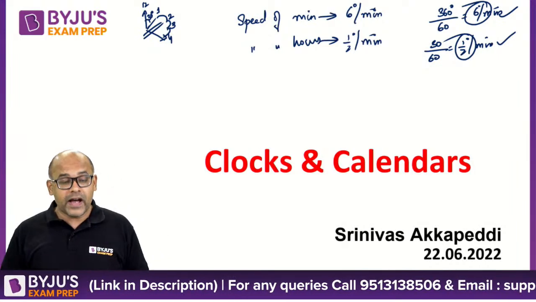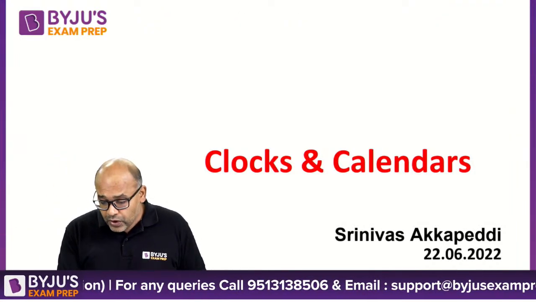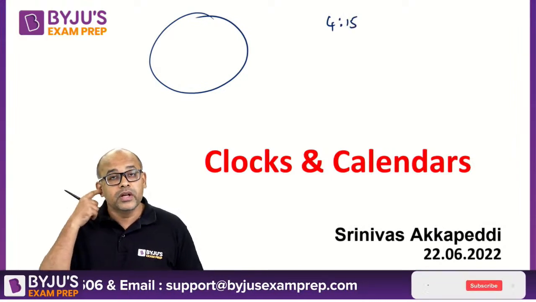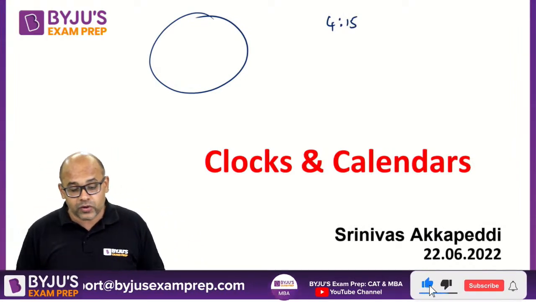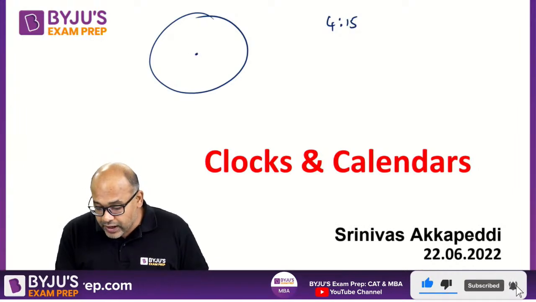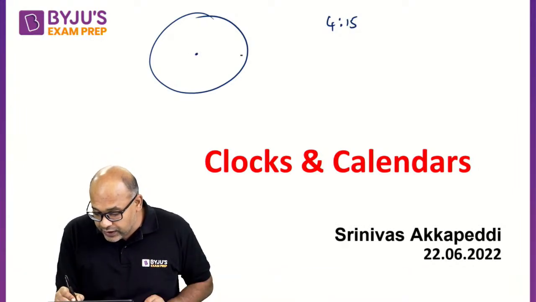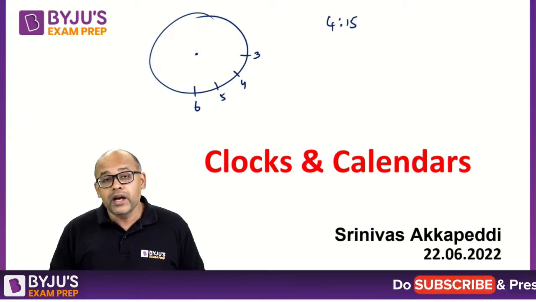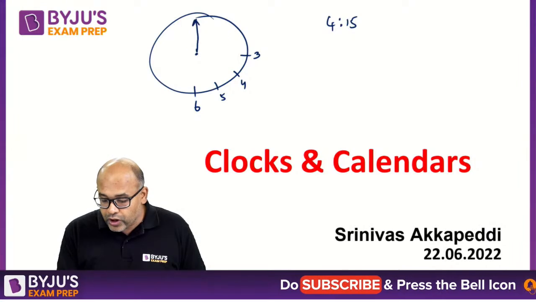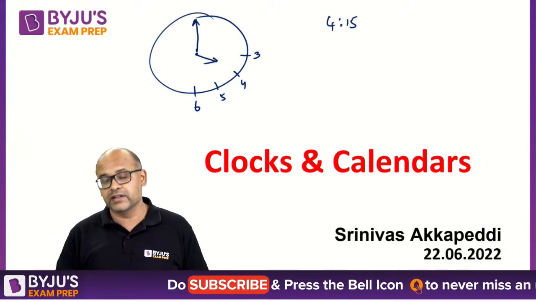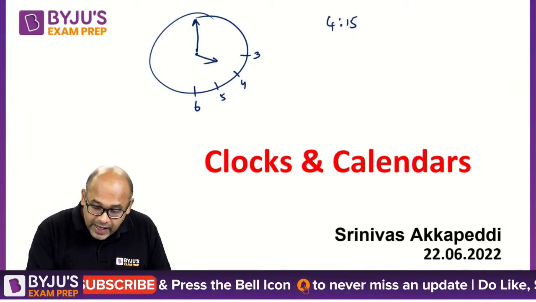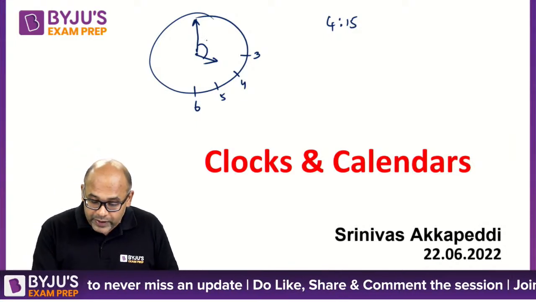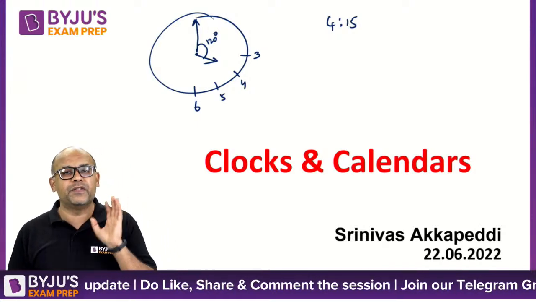Right? But if I ask you a question which says the time right now is 4:15, what is the angle? So what happens at 4:15? This is your 3, this is your 4, this is your 5 and this is your 6. Now at exactly 4 o'clock, the angle between the hour's hand and minute's hand would have been 4 into 30, which is 120 degrees.